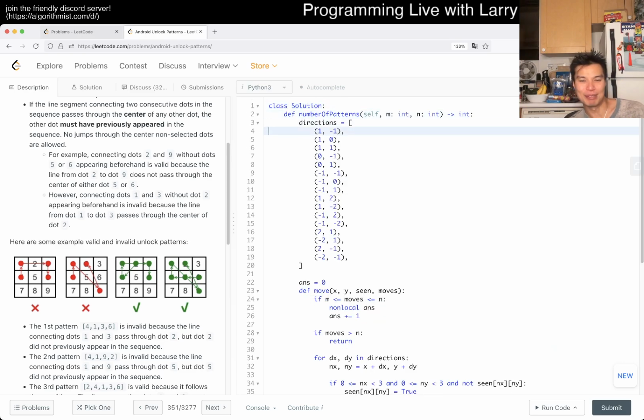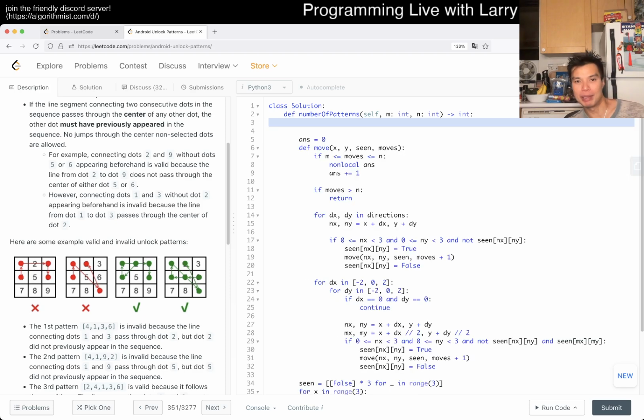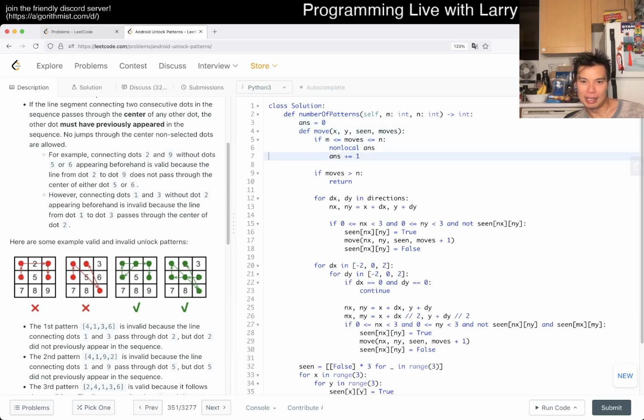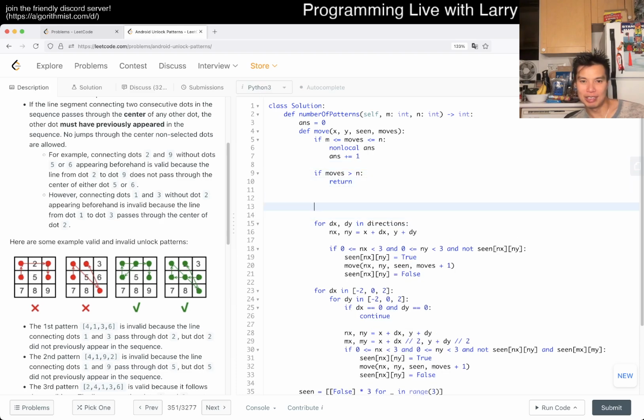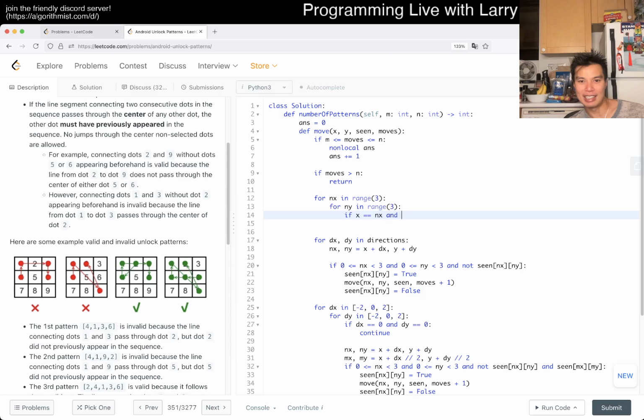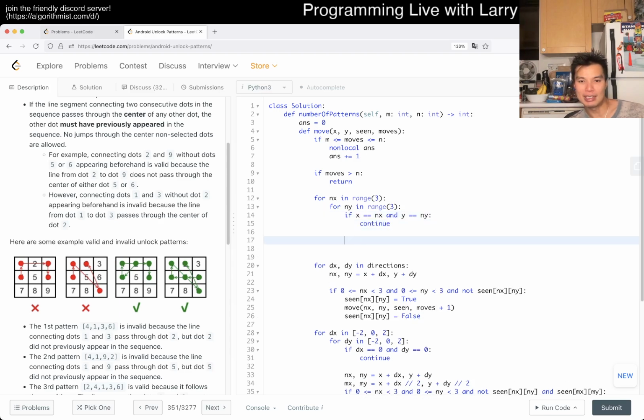Okay, so let's actually play around with some optimizations, and of course you can actually do dynamic programming on this as well, but you don't even need to really, because there are only 9 possible answers. But first we'll cut this down just because, I don't know, it's for nx in range of 3, for ny in range of 3. If x is equal to nx and y is equal to ny, then we haven't moved, so we continue. Otherwise, yeah.